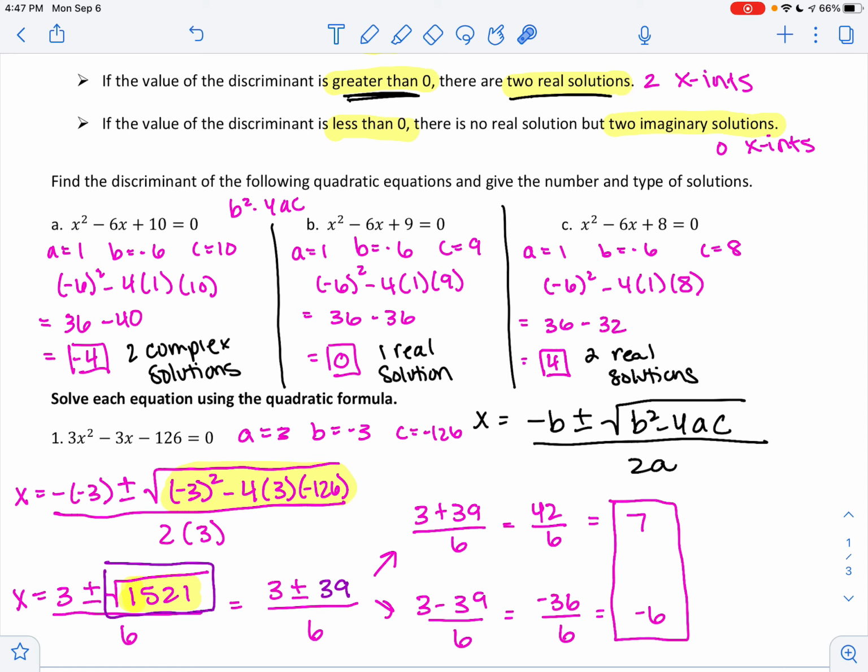Because each of these solutions are real numbers and because they are rational numbers, I could have actually factored this expression to begin with. And if you were to factor this, you would get these same answers here. Let's try another one.